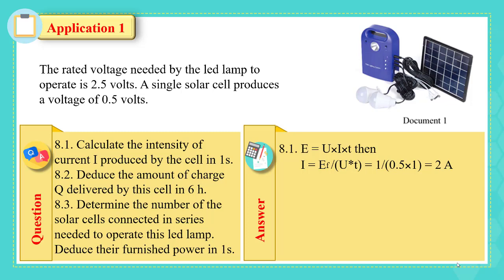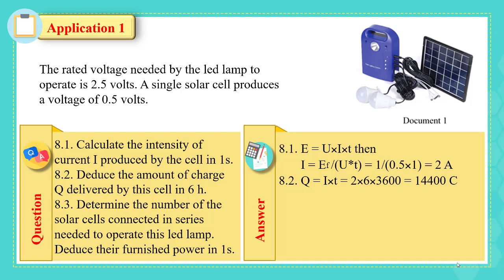In part 8.2, we have to calculate the quantity of charges delivered by this cell in 6 hours. The quantity of charge Q is defined as the product of I times T. We substitute the values, but we have to convert from hour to second. So I have to multiply by 3,600 and then we get 14,400 coulomb.